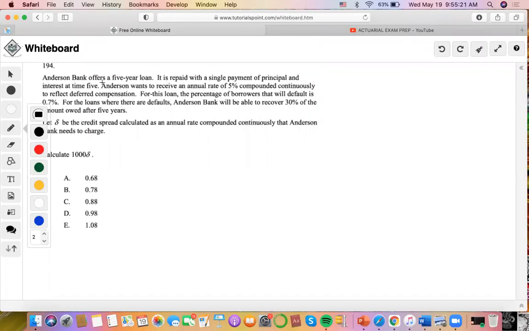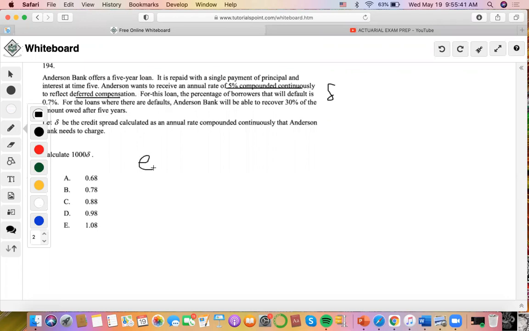Okay, so for this one, it says that Anderson Bank offers a 5-year loan that is repaid with a single payment of principal and interest. The bank wants to receive 5% compounded continuously, so that's where the force of interest comes in, to reflect deferred compensation. So how much is this deferred compensation?